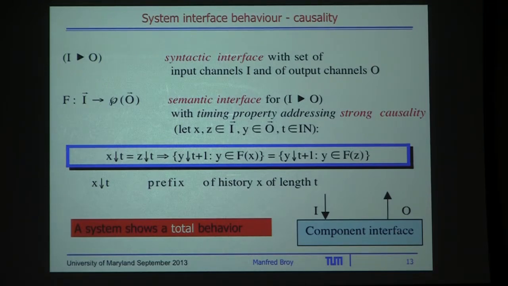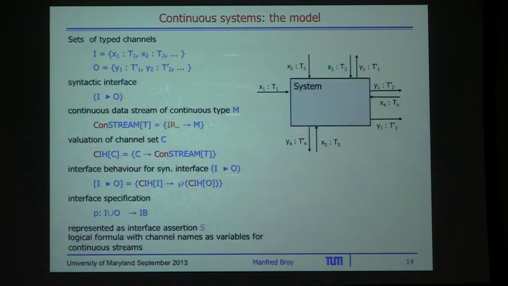If you would drop causality, you would get system behaviors which are not realistic. You could have a system which predicts the future. So causality means systems depend only on the input they have seen so far. They cannot depend on input which comes only in the future. Strong causality means the output is delayed by one time step. We will see the consequences of everything. Questions here? And that's all. This defines what I call interface behavior.